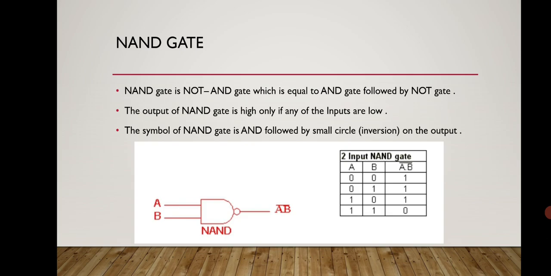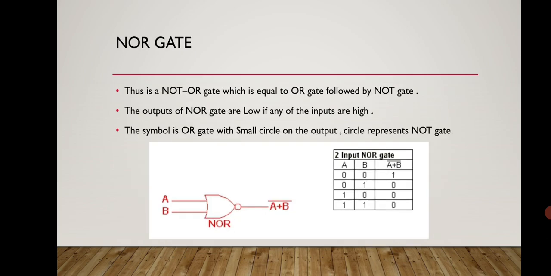The small circle that we are using here is termed the inversion operation. The first gate I explained, the NOT gate, is represented by an inverted bubble or a small circle at the output section. That is the inverter operation. Now the NOR gate is totally the opposite operation of the OR gate. That is represented here, and the truth table of the NOR gate is represented here.